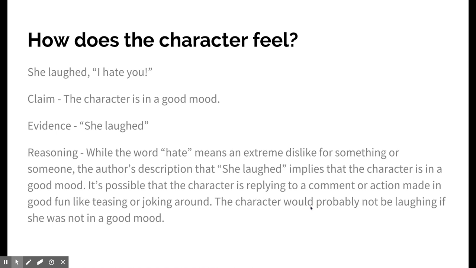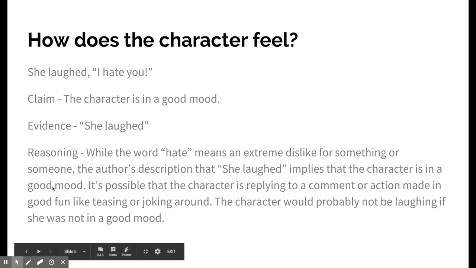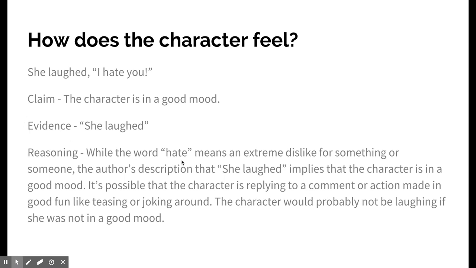You see? Okay, so we're linking them all together there. We're saying, here's my claim, she's in a good mood. So it's right there. And what's my evidence is she laughed. Okay, so now you've got it, and you're providing the counter argument. So someone might say, but she says I hate you. It's like, well, yes, while hate does mean extreme dislike for something, the author's description that she laughed implies that the character is in a good mood.